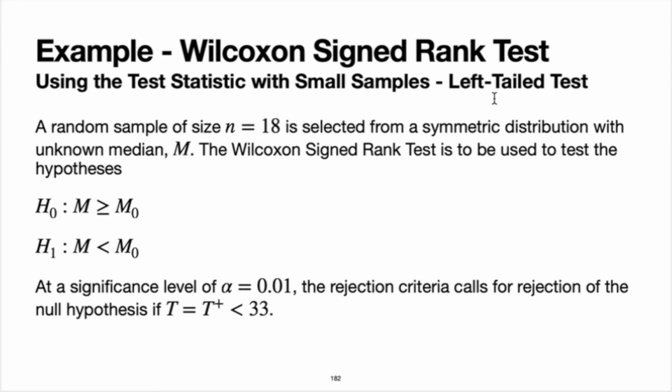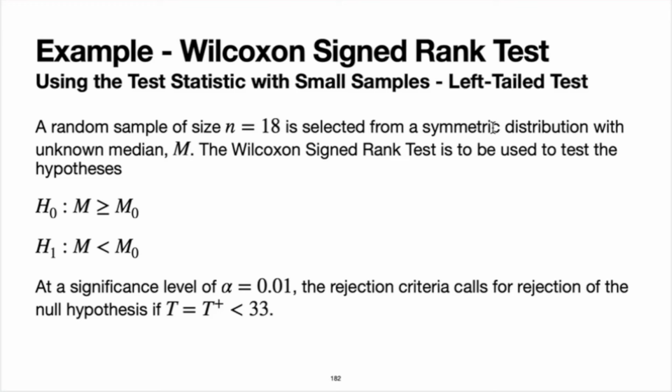Now, what if we are performing a left-tailed test? So in this case, a random sample of size 18 observations is selected from a symmetric distribution with unknown median cap M. The Wilcoxon signed rank test is to be used to test the hypothesis that cap M is greater than or equal to the specified value cap M sub 0 against the alternative that says that cap M is less than cap M sub 0.